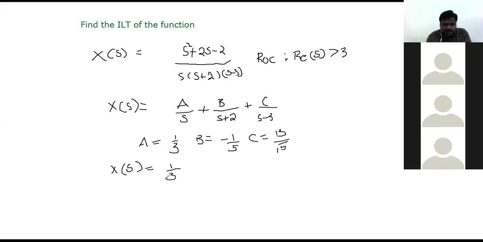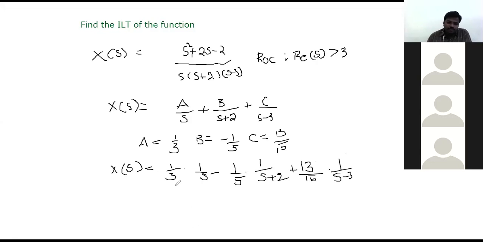Just substitute the same here. So 1 by s minus 1 by 5 into 1 by s plus 2, plus 13 by 15 into 1 by s minus 3.